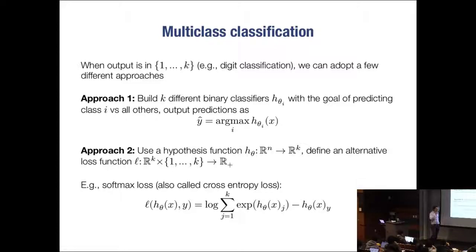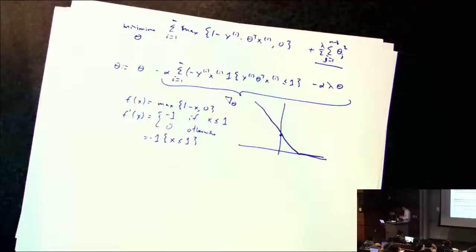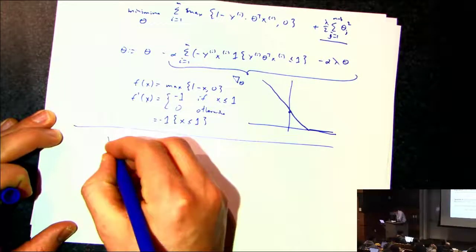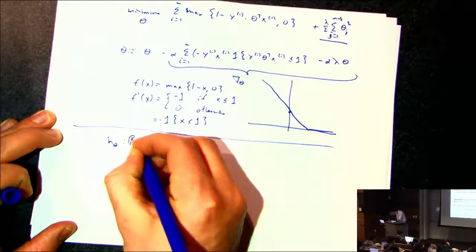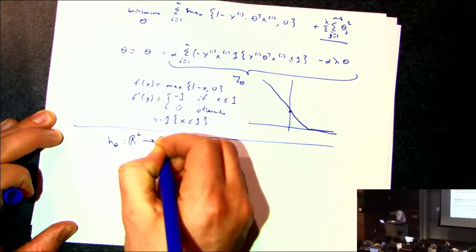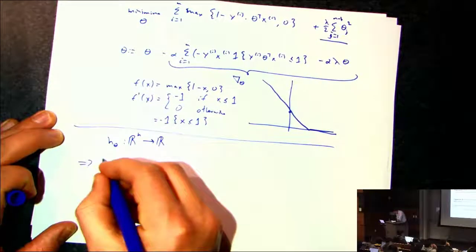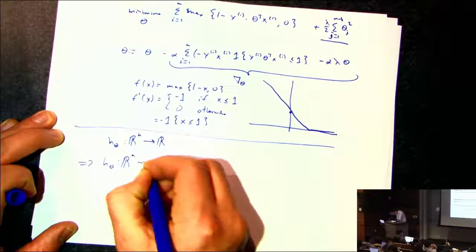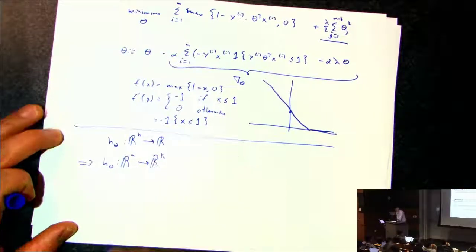Now that actually works fine, but it's not that common, to be honest. People don't typically do that. What people do instead is use a loss function geared towards multi-class classification. I want to be very brief because I'm not going to define this very much. Whereas before we had the hypothesis be a mapping from R^n to R, now we would move to having the hypothesis be a mapping from R^n to R^k, where k is the number of classes.